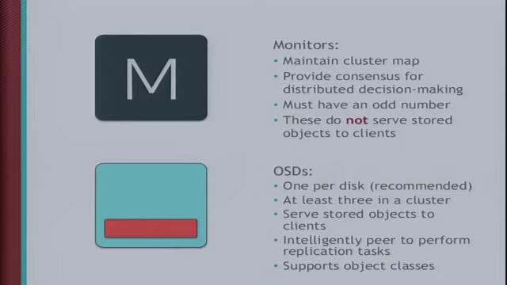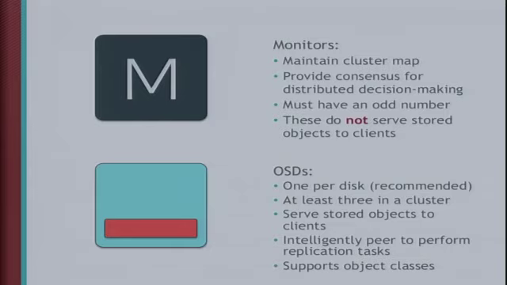So there are two basic types of daemons in Ceph. There are monitors, which maintain basic cluster status, like which nodes are up or down, how many nodes there are, where the data should be placed at this time. But they're not in the data path. They just maintain who is in the cluster.